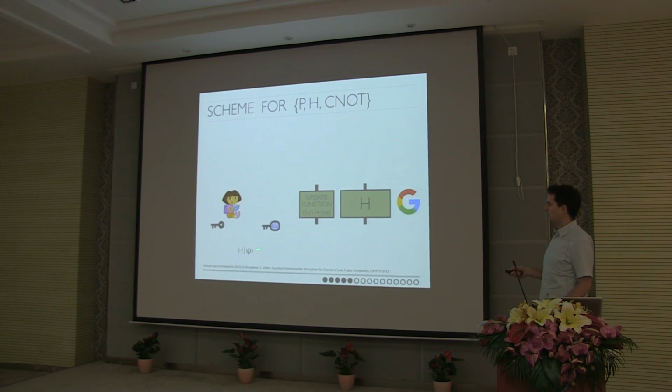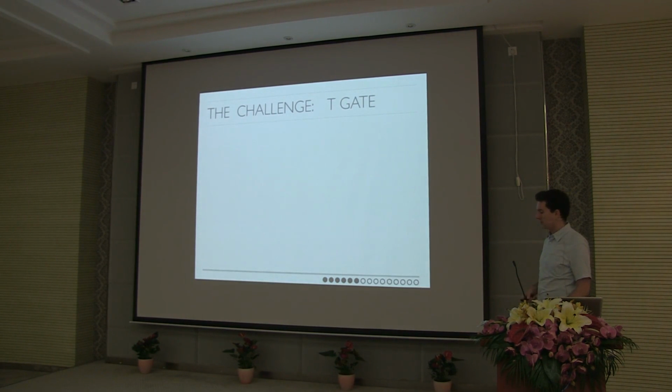And then you recover your state, where now all the operations have been applied. So that's exactly what you wanted to achieve. So this is a homomorphic encryption scheme, but only for a limited set of gates. And the challenge is really to do a gate that is not inside the Clifford set. So the challenge in this case, for instance, is the T gate.